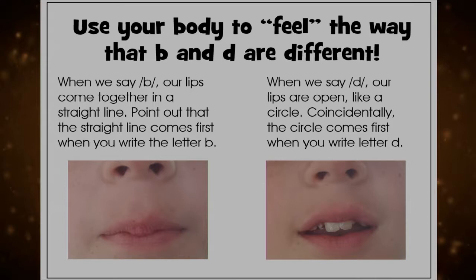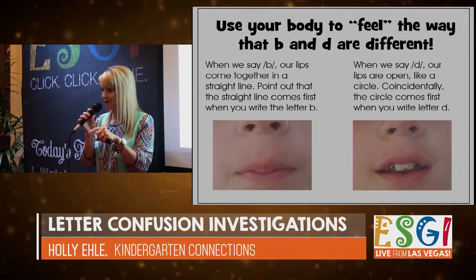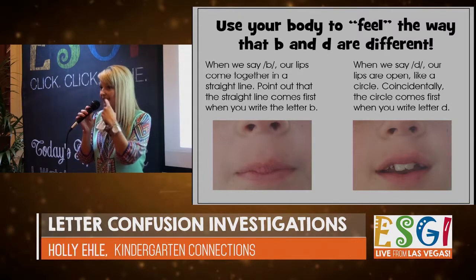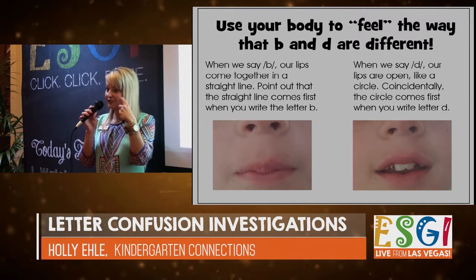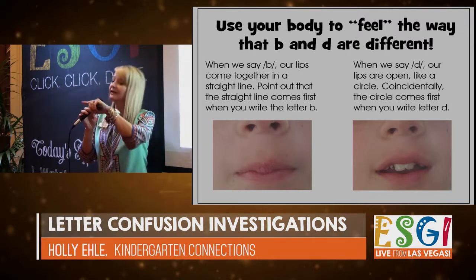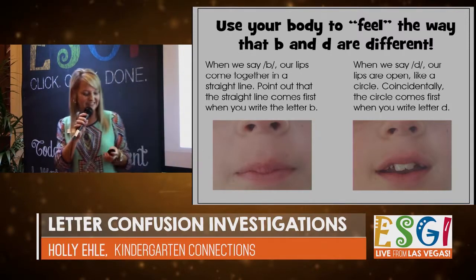When you say the letter B, how does your mouth feel? Straight line, B. That tells them, oh, the straight line comes first when I write it. If you think about the letter D, your mouth is kind of open like a circle. So that can be a physical reminder to them, oh, when I write a D, if my mouth is open like a circle, I want to do the circle on the D first.